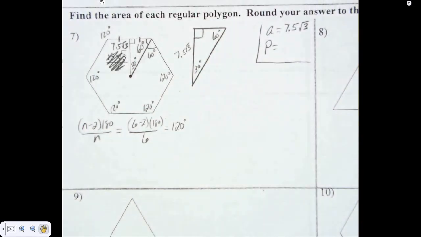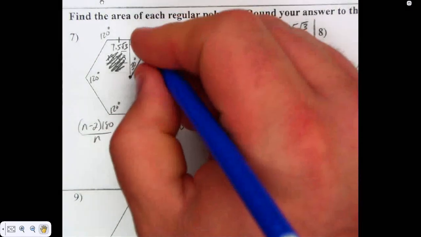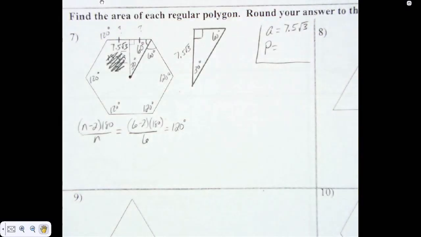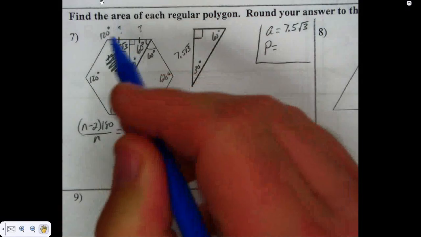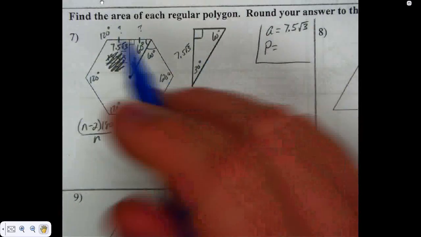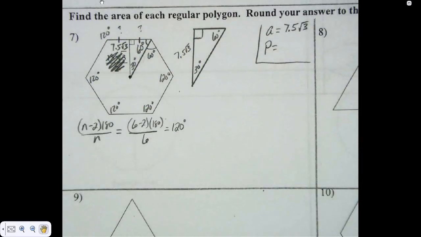What do I need to find? Well, if I find this right here, I'll know the side of the polygon, won't I? And then I'll be able to add them all together, multiply by the number of sides, and I will be able to find, everybody sit up, the perimeter, won't I?